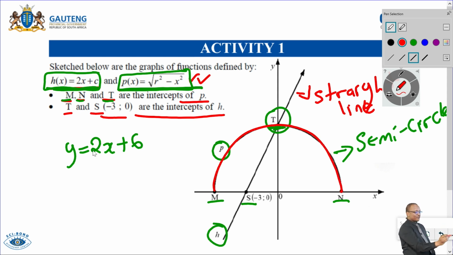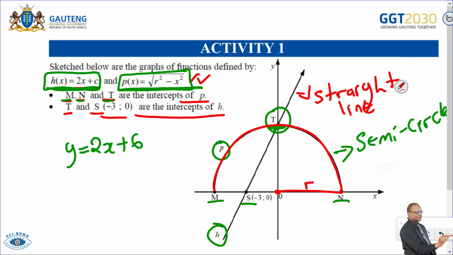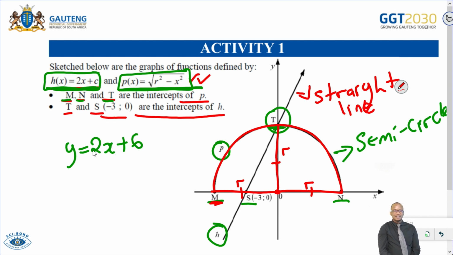correct? We know that from 0 going to N, we have a radius there. And from 0 going to M, we also have a radius. And from 0 going to T, we also have what we call a radius there. So that is a semicircle. And the distances ON, OT, and OM are equal in length. But now, how am I going to get the radius? Remember, the question says we must determine the value of what? Of M. So now, how am I going to get the radius?